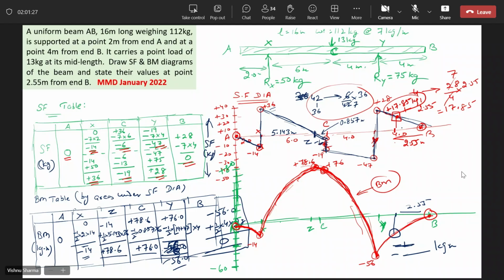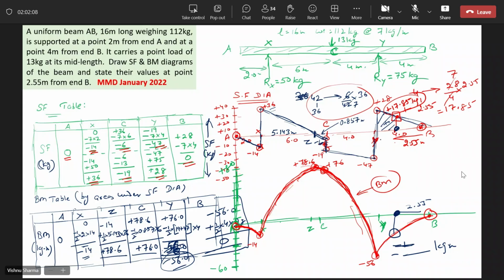What is BM at Y? BM at 2.55 meters. What is the BM at this point? It is the area under the shearing force diagram, either to the left of it or to the right of it. Both areas will be the same. So if you go from left up to Y, you have minus 56. Now you have 17.58. You can calculate this plus area and add it to that and you'll get the BM here. Am I right? This is a trapezium, this area.